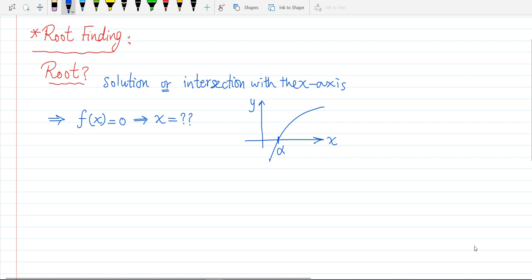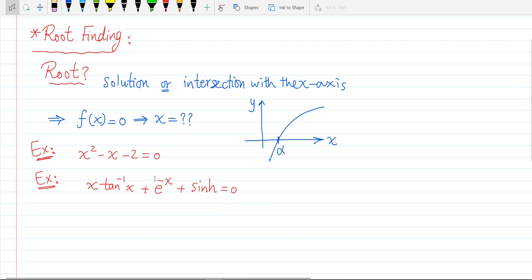The next important point is, why do we need to use these techniques in order to evaluate the root? For example, for sure you can solve this equation, x squared minus x minus 2 equals 0. You can easily solve this, but what will be the case if you are required to solve this equation, x tan inverse x plus e^(-x) plus sin x equals 0. For sure, this equation cannot be solved exactly or using the old techniques. So you have to evaluate the root, or you have to solve this equation using any numerical technique.